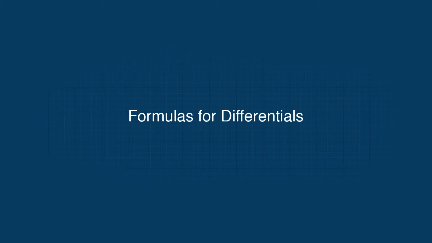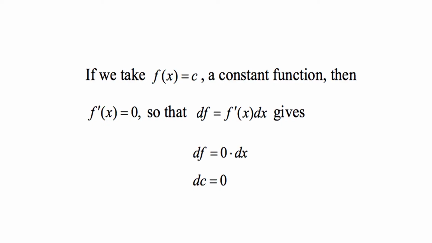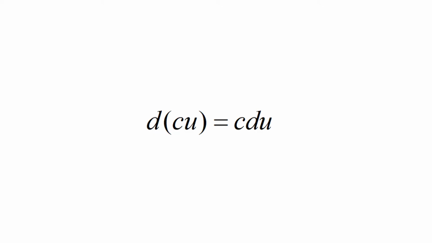We now discuss some formulas for differentials. If we take f(x) is equal to c, a constant function, then f'(x) is equal to 0, so that df is equal to f'(x) dx gives df is equal to 0 times dx, that is dc is equal to 0. Similarly, it can be shown that d of cu is equal to c times du. This is the constant multiple rule for differentials.